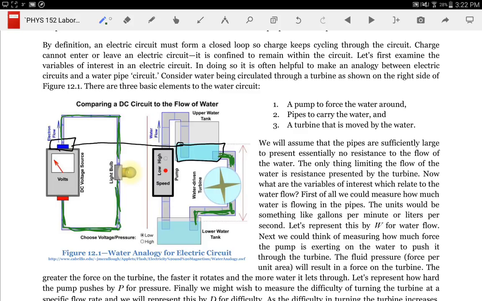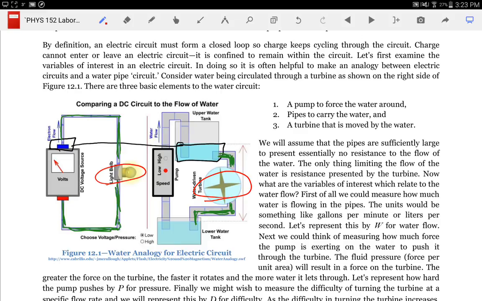And then we have the turbine. The turbine is converting the potential energy into some kind of other energy. Over here, the light bulb is converting the potential energy into some other kind of energy. In the case of the light bulb, it's converting the potential energy the charge had into light energy, 5%, and thermal energy, 95%. In the water analogy, you're turning that turbine, assumedly charging a battery with it or something.